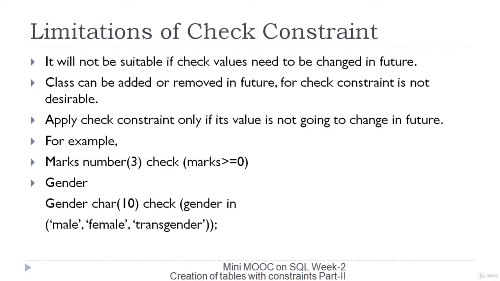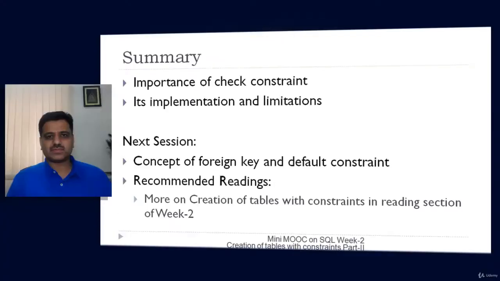It cannot be applied on those columns whose value is going to change in future. It can only be applied on those columns whose value is not going to change in future. For example, it is valid for marks that it should be greater than or equal to 0. So we can apply check constraint for this. We can also apply check constraint for gender field that gender should be male, female and transgender. But it cannot be applied in case of class where classes can be added or removed in the future.